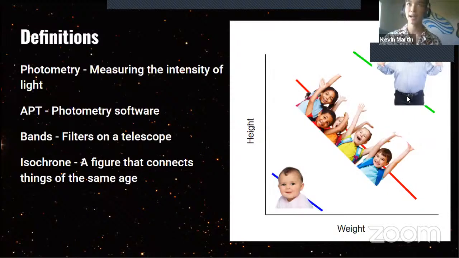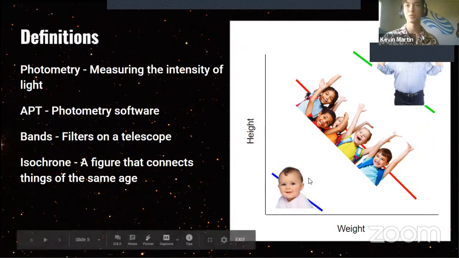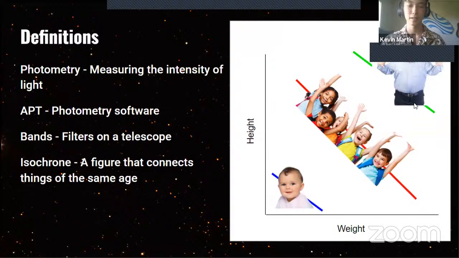And so the isochrone is a computer generated model, and different isochrones represent different stages of a life cycle. This one represents being a baby, this one's school age, and then here's being an adult. And even though the points on the line have different physical properties, everything that falls along the line is the same age.